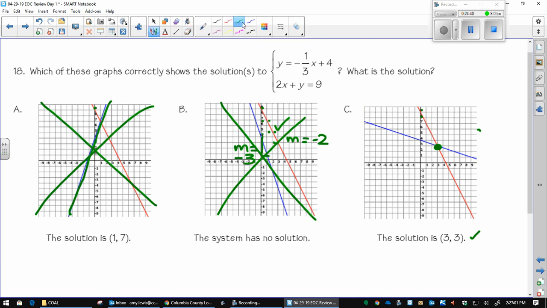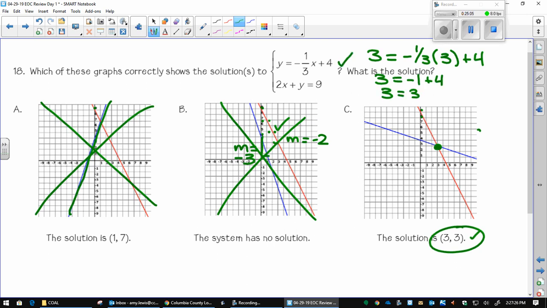If I wanted to confirm that 3, 3 was in fact a solution, I would just go plug it back into the original equation. So I would say 3 equals negative 1/3 times 3 plus 4, and I would see if I made a true statement. Well, that's 3 equals negative 1 plus 4, which is, yes, 3 equals 3. So that 3 does work in that first equation.